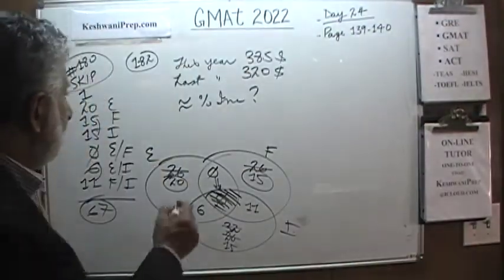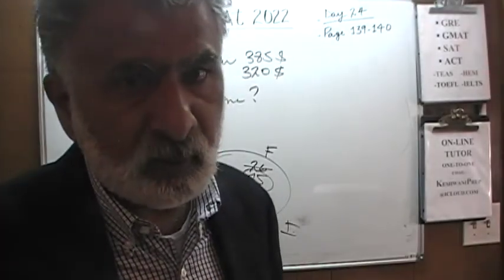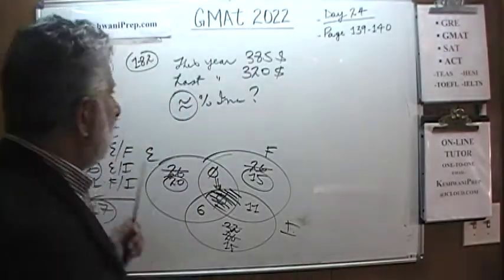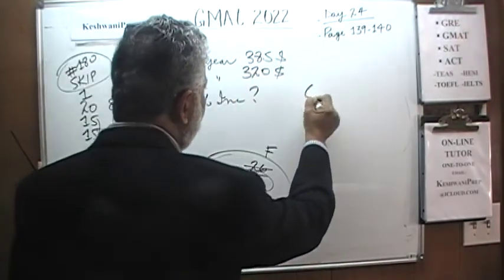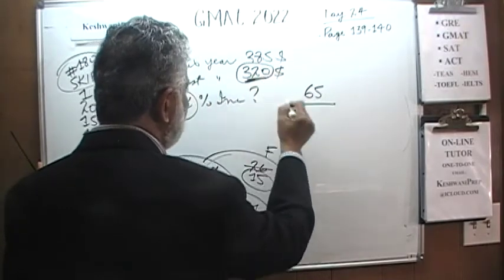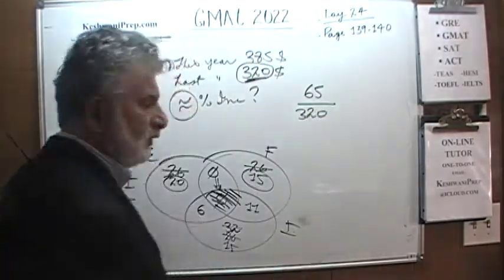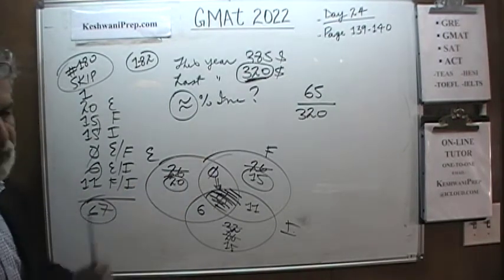It's important to pay attention that they're looking for an approximate value. Don't waste your time trying to figure out the exact value. That will take forever. So we went from 320 to 385. That's an increase of 65. 65 with a base value, the point of reference, of 320, because 320 is what we're starting out with, and that's what we're looking for. As you can see, it's a nasty number, 60.